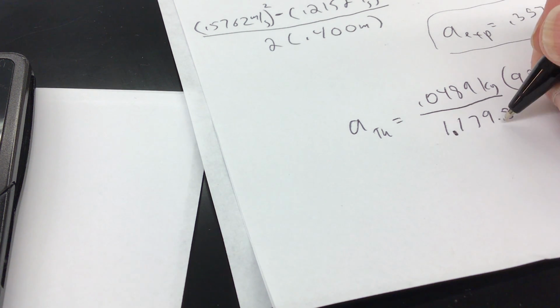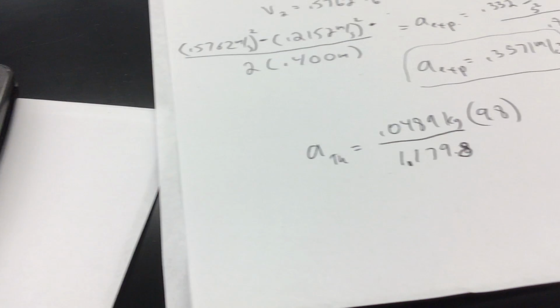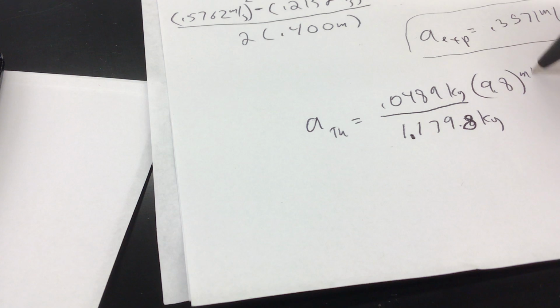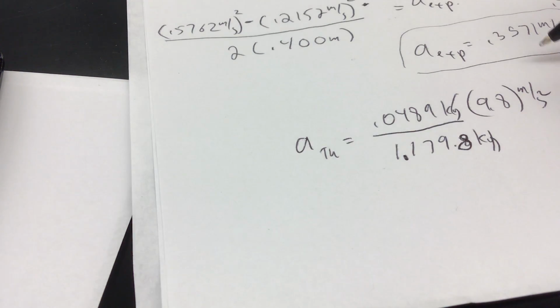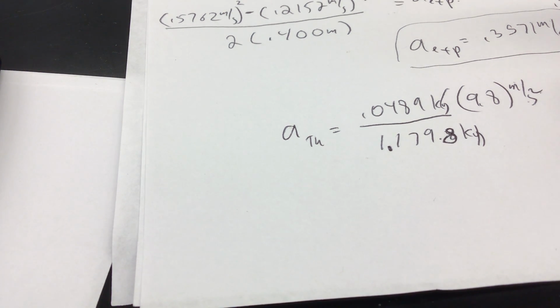I want everything in kilograms, so I almost made a mistake. I put 1,179 initially. It's 1.1798 kilograms. And the kilograms cancel out. 9.8 has meters per second squared. So just make sure you convert everything to kilograms, or else you almost made the same mistake I just did. 1798, okay, times 9.8, and I get 0.406 meters per second squared.